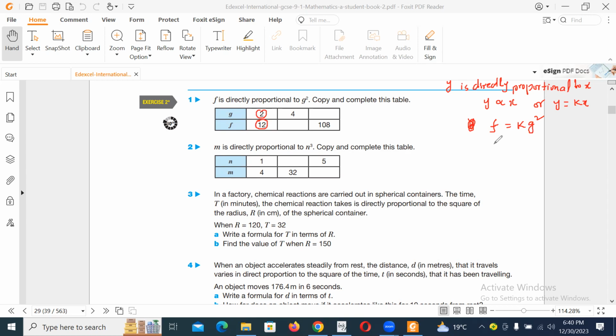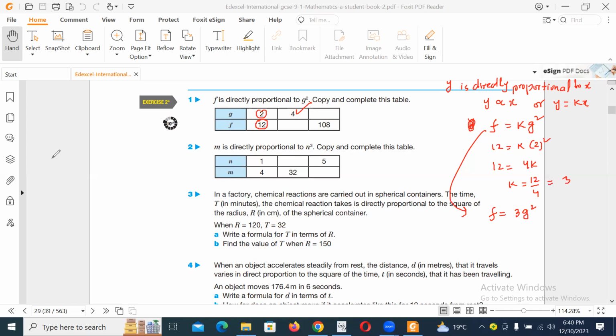We can say that here f is 12, k we are looking for, and g is 2. So 12 equals 4k, and k equals 12 divided by 4, which gives me 3. So I found the value of k, which is 3. So my required relation of f in terms of g is f is equal to 3g squared.